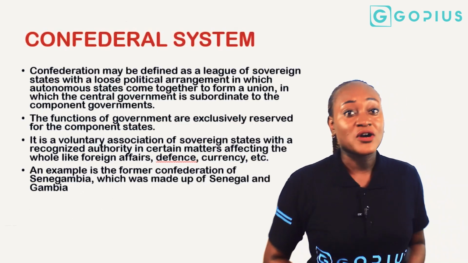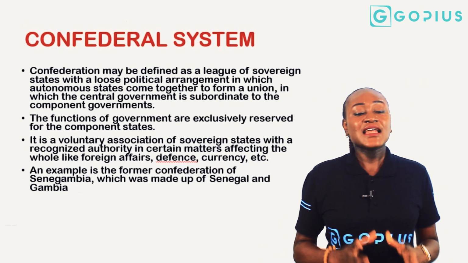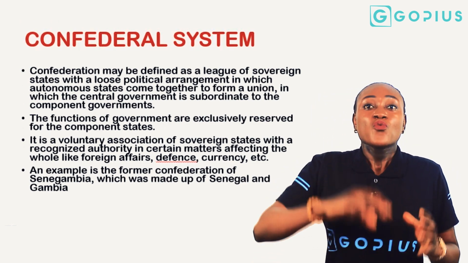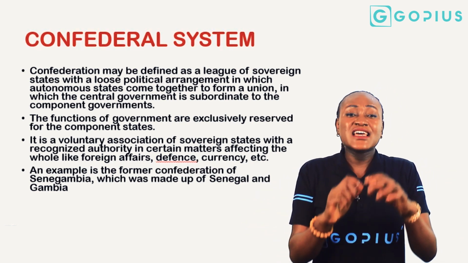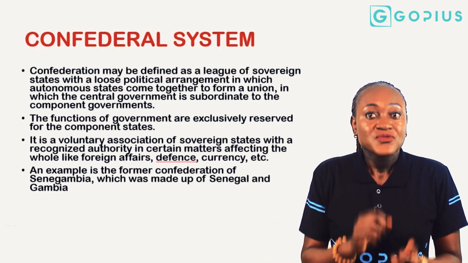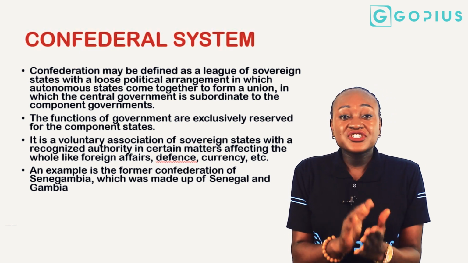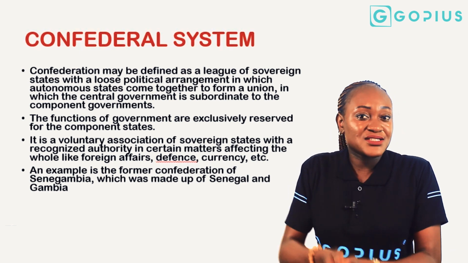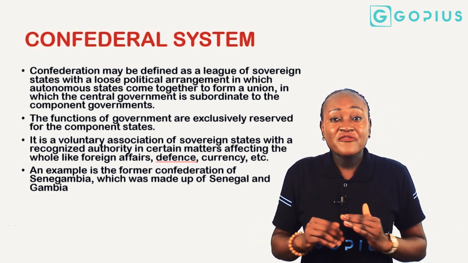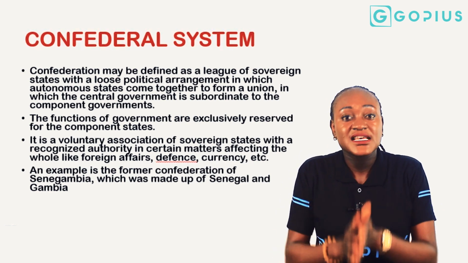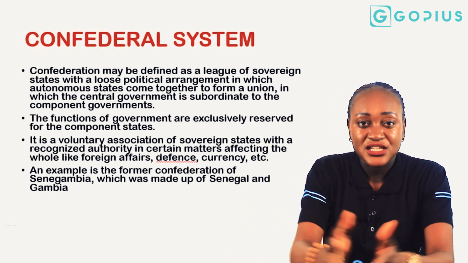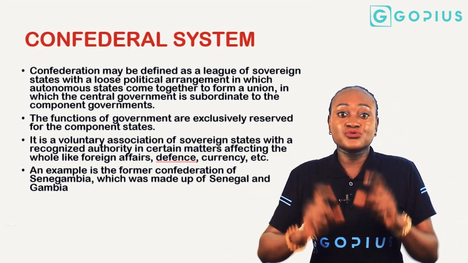And we will be taking the last one now. That's the Confederal System. And now confederation may be defined as a league of sovereign states with loose political arrangements in which the autonomous states, that is, the independent states, come together to form a union in which the central government is subordinate to the component governments. That means the center is very weak. The functions of government still reside with the component government. So there is allegiance to the independent states, unlike the center, where allegiance ought to be paid.